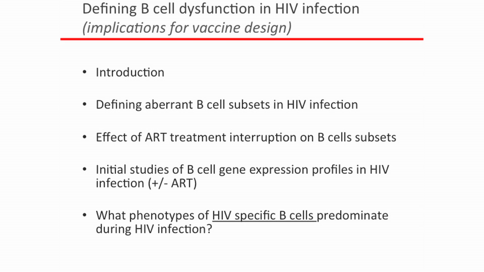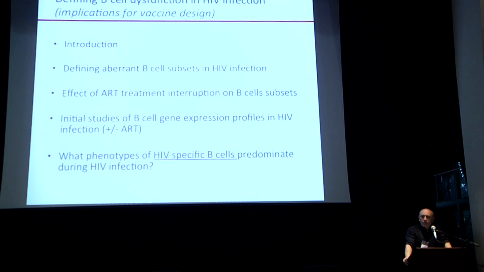What I'm going to talk about today is defining B-cell dysfunction in HIV, and I think this has some implications for vaccine design. I'll give you a brief introduction, then define what we now know as aberrant B-cell subsets in HIV infection. I'll show you a study that we've been doing on some ART treatments, and then some gene expression profiles. In previous years, if you've attended the course, you'll know that one of the tools we use at the Vaccine Research Center is the Fluidigm technology, a multiplexed real-time PCR platform. Finally, some work that we've been doing with Susan Moore and Dr. Fauci, looking at HIV-specific B cells during HIV infection.